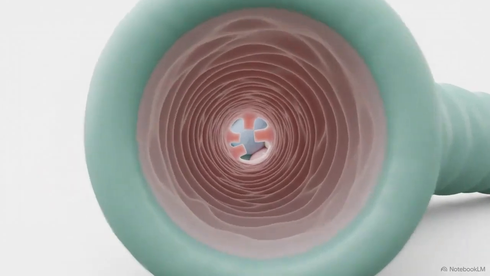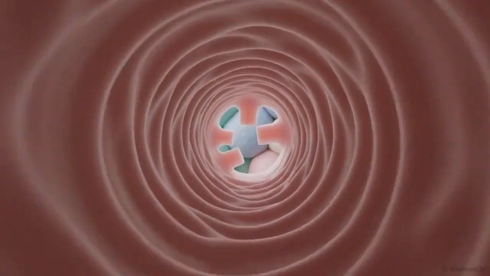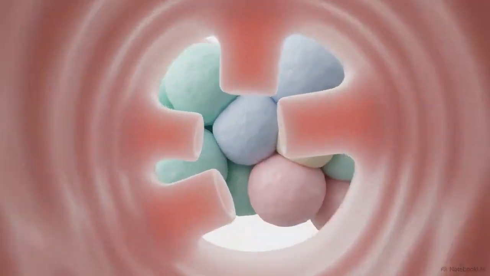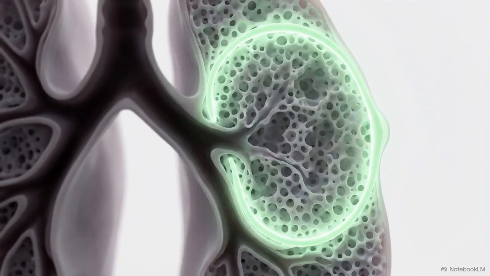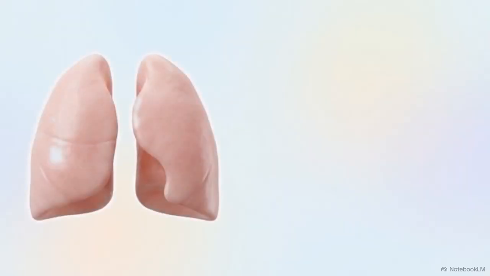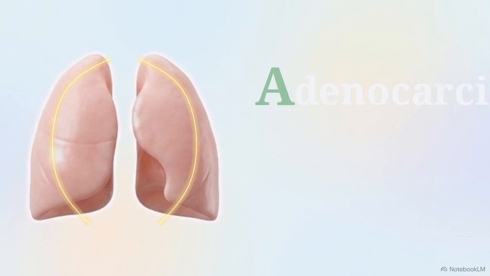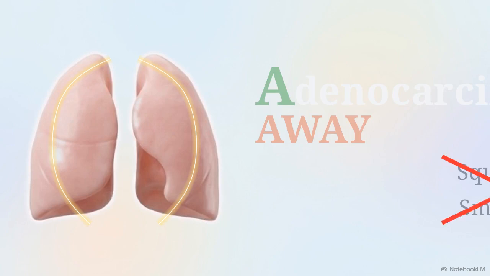Moving away from the main airways, we transition through the narrowing bronchioles to arrive at the expansive, spongy tissue of the alveoli. This distal territory is the primary domain of adenocarcinoma, the most common subtype of non-small cell lung cancer. Looking at the 3D model highlighting the peripheral edges, we apply the A heuristic. Adenocarcinoma is typically located away from the center. This outer placement on the periphery immediately rules out squamous and small cell histologies.